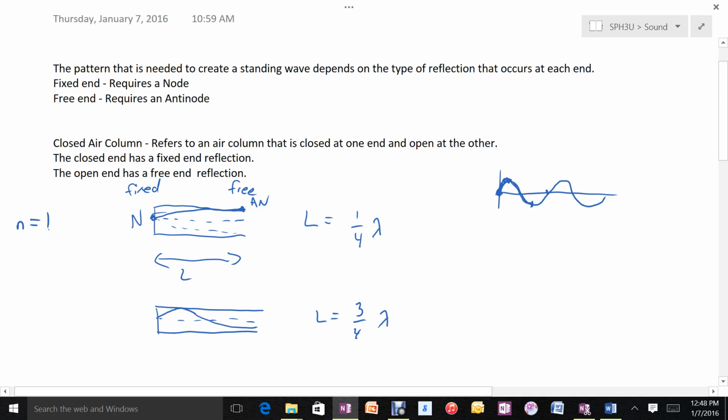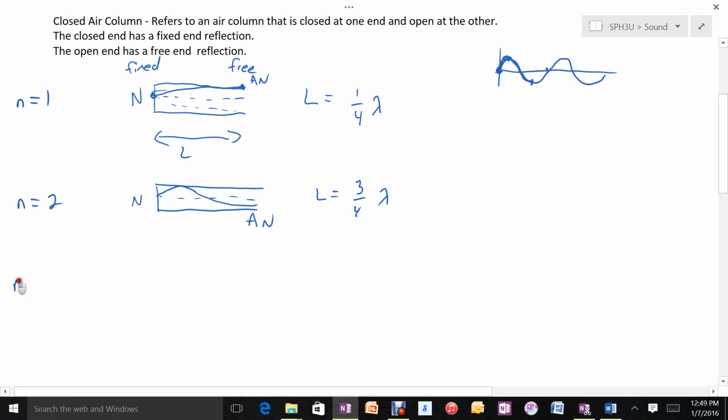Most of the sound produced would be produced at this harmonic, the first harmonic or the fundamental frequency. This would be the n equals 2, or the first overtone or the second harmonic. Again, we go from a node to an antinode.